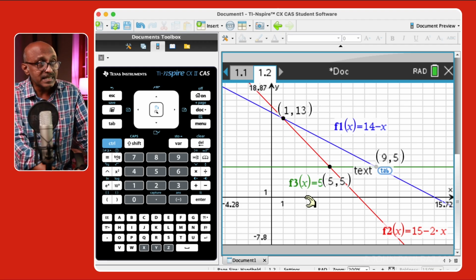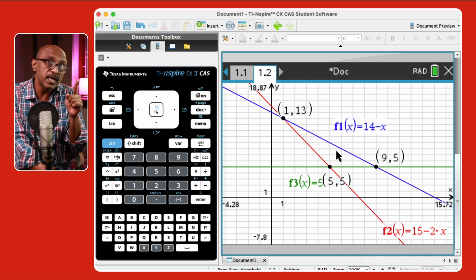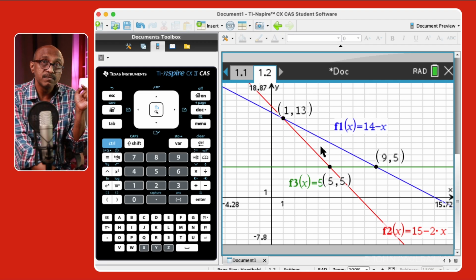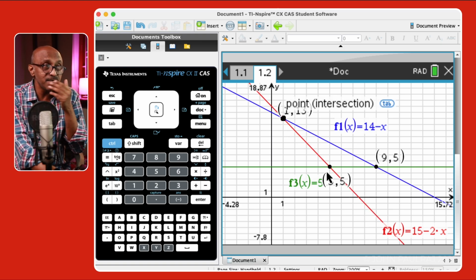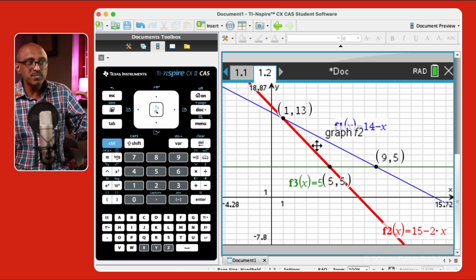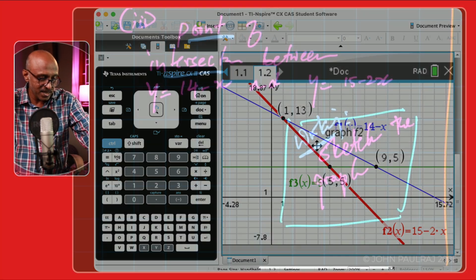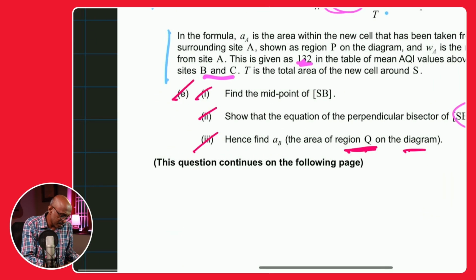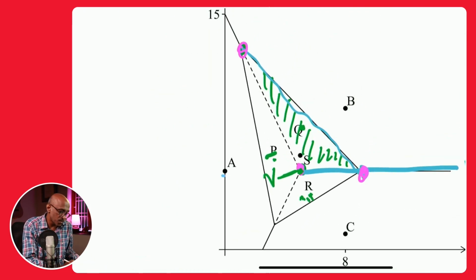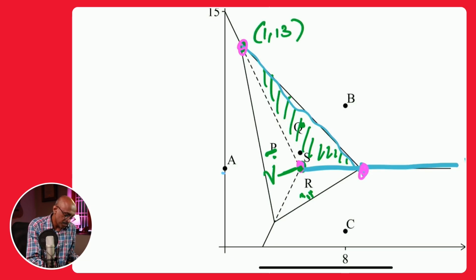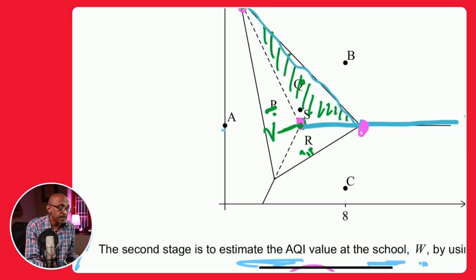Sketch this graph, label all the lines and the points of intersection, and then of course we want to find the distance. Although it looks a little skewed because of the scale, as you can see in the figure that they've given, this point is 1,13, and this point is 9,5 here, and this point out here is 5,5, which was already found.